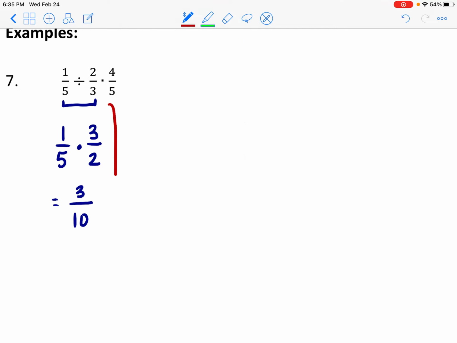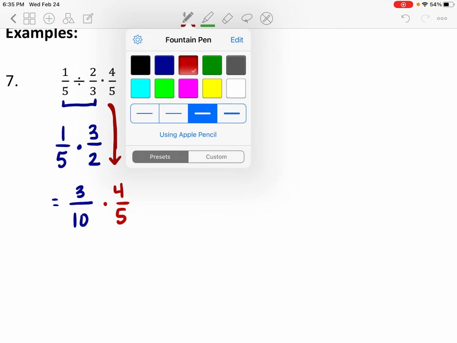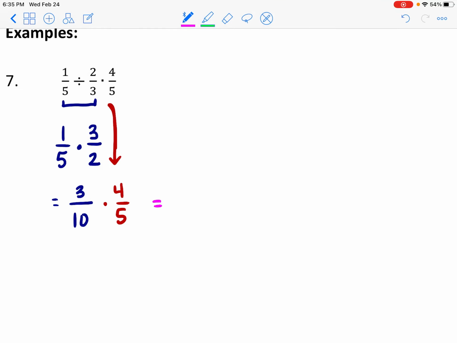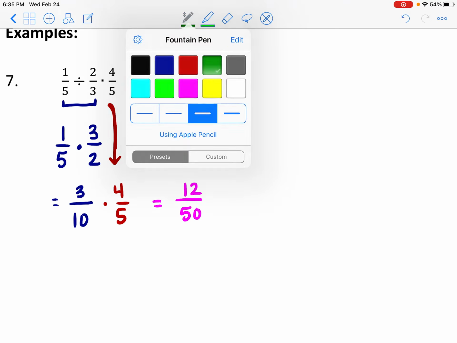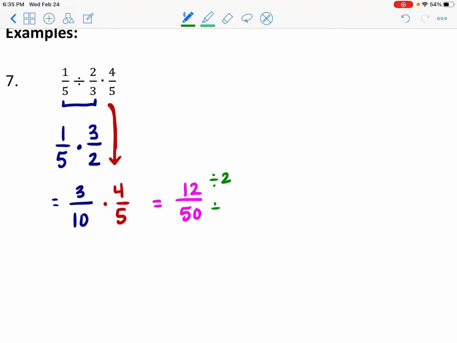And now we can take care of our multiply by 4/5. And again, multiplication happens straight across the top. So we're going to end up with, and I can see a common factor here. So let's just go ahead and multiply. We get 12 over 5 times 10 is going to be 50. I can see both of these numbers are even. They're divisible by 2. So I'm going to reduce by dividing the top by 2 and dividing the bottom by 2. And so we end up with a final simplified form of 6 in the numerator and 25 in the denominator.